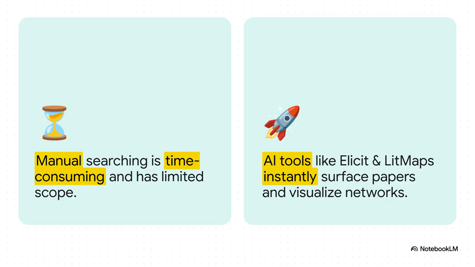The old way of tedious manual keyword searching is just over. AI tools like Elicit can surface the most relevant papers in seconds, and these amazing platforms like Litmaps and Connected Papers let you literally see the conversation, visualizing citation networks to uncover connections you would have never, ever found otherwise.